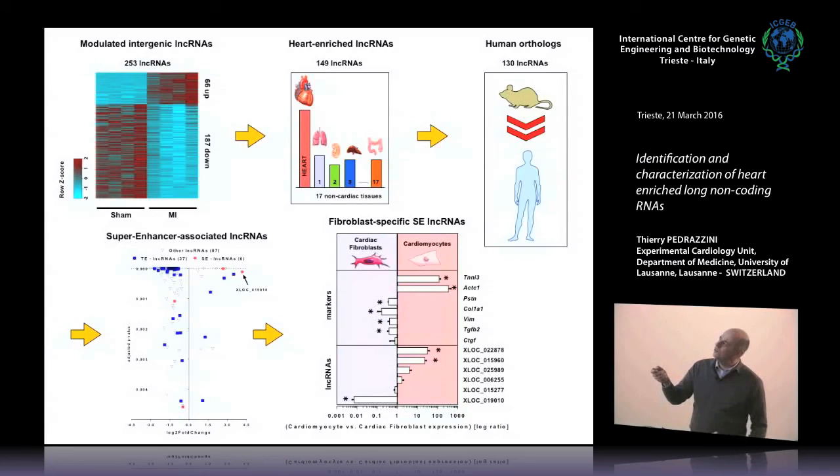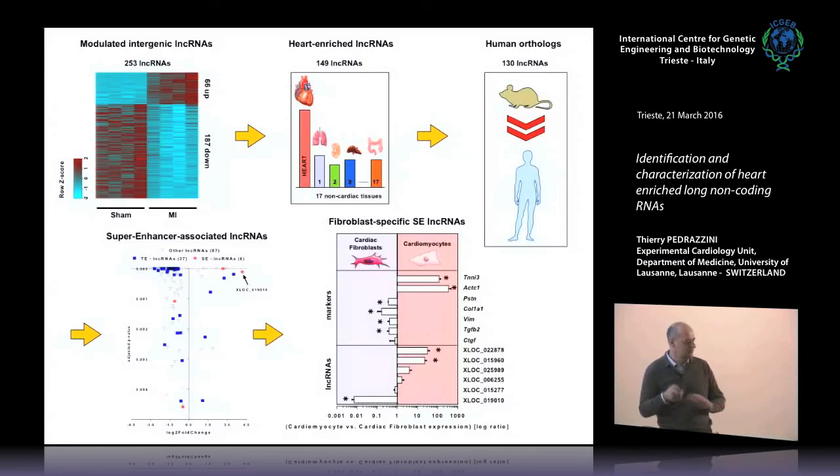We consider only purely intergenic long non-coding RNA, in this case. That's why the number is a bit lower. We select heart-enriched long non-coding RNAs, we consider only the ones that have human orthologs, and we consider now the ones associated with super enhancers. And with this, we have only 6 in this group.